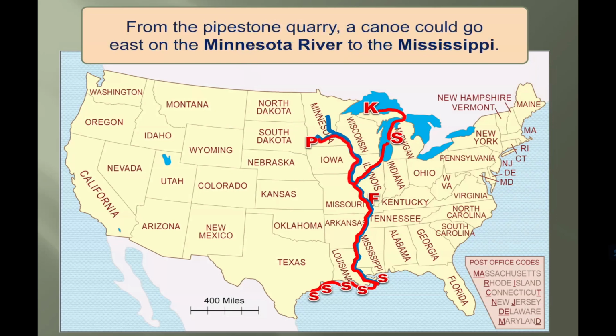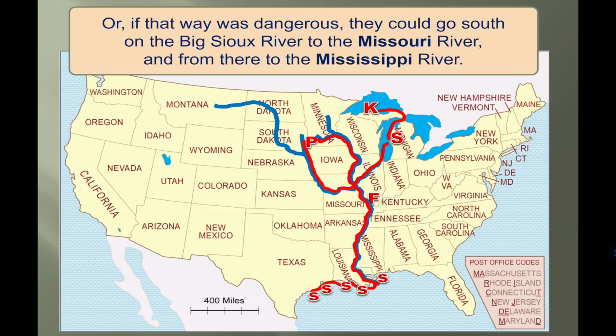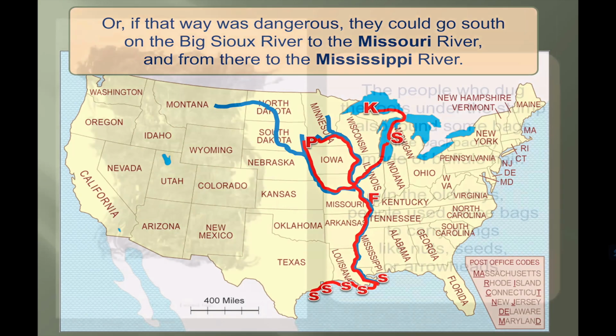You could either take the Minnesota River, which goes right by the pipestone quarries, or you could take the Big Sioux River, which goes south and joins the Missouri River. So you've got two different ways that you could take a canoe over to Schrumpf Stump from Pipestone.